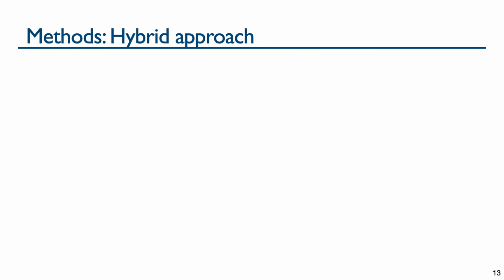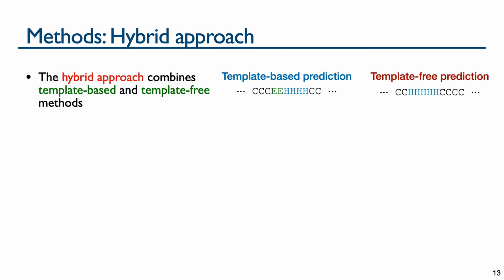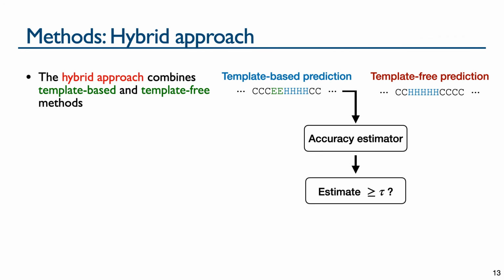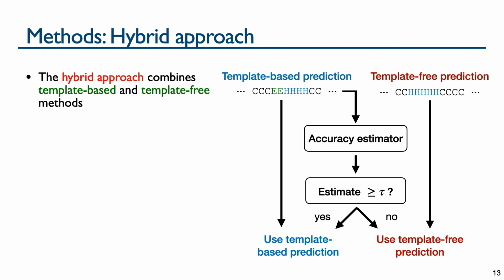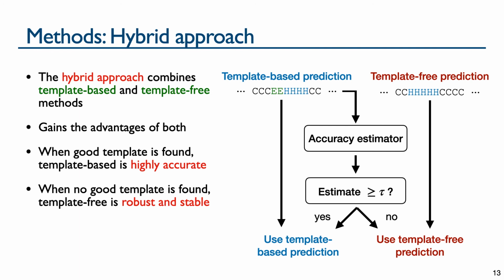Next, I will talk about our hybrid approach. This hybrid approach combines Nnessy, a template-based method, with a template-free method. Given Nnessy's template-based prediction and the prediction of a template-free method, we estimate the accuracy of Nnessy's template-based prediction. If the estimated accuracy is above a threshold, the hybrid outputs Nnessy's prediction. Otherwise, it outputs the alternate prediction of the template-free tool. The hybrid gains the advantages of a template-based method, where when a good template is found, the prediction has high accuracy. We combine Nnessy with a robust and stable template-free method, so when no good template is found, the accuracy of the hybrid prediction is robust and stable.